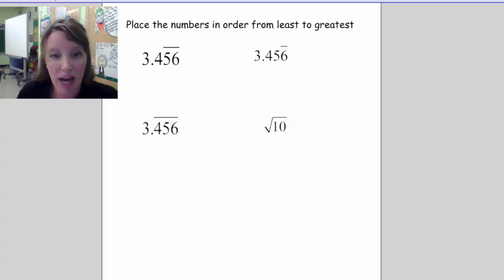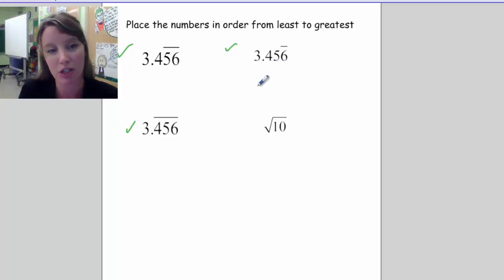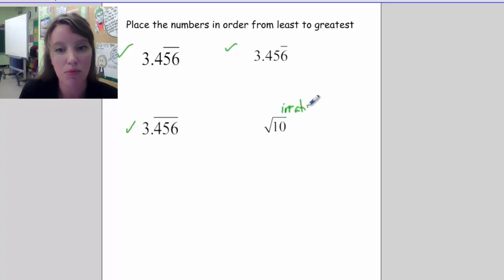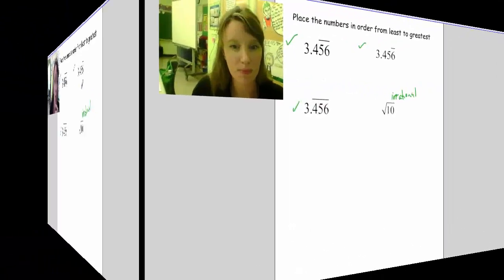Now if my task is to place the numbers from least to greatest, these three numbers, 1, 2, 3, are repeating decimals, so these are all rational numbers. Repeating decimals can be turned into fractions. It's kind of a long process, but you know how to do that because we've gone over it before. Whereas this is an irrational number because it's the square root of an imperfect square. That being said, it's perfectly fine to try to sort them into largest and smallest.